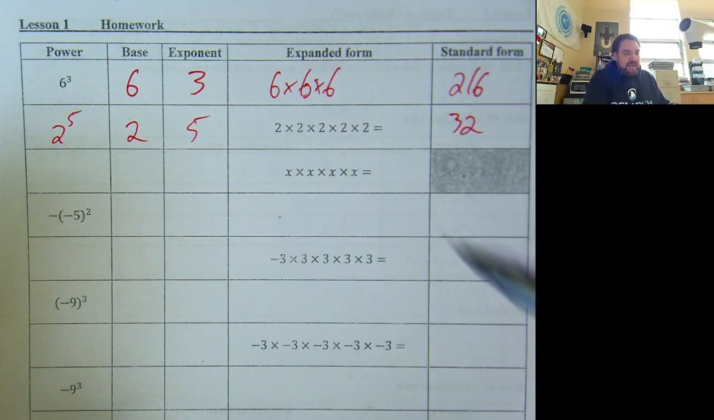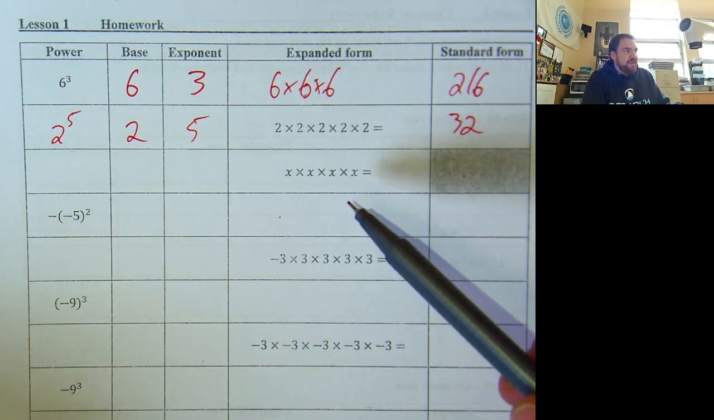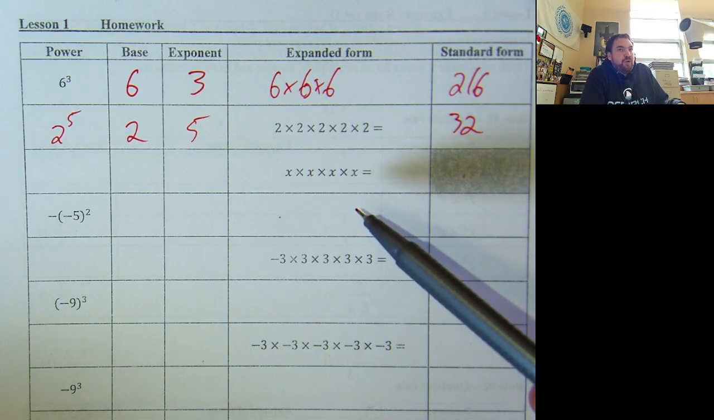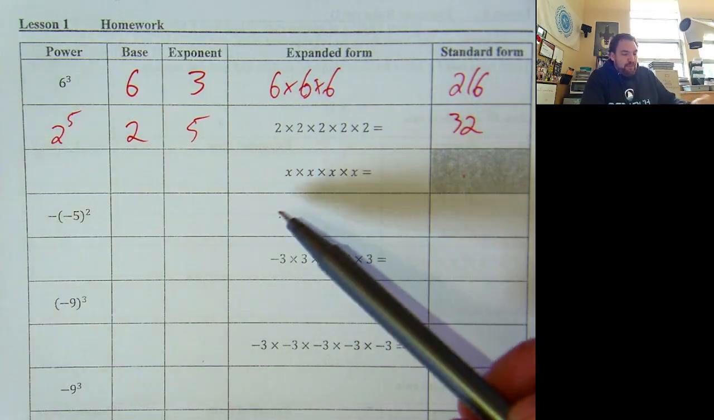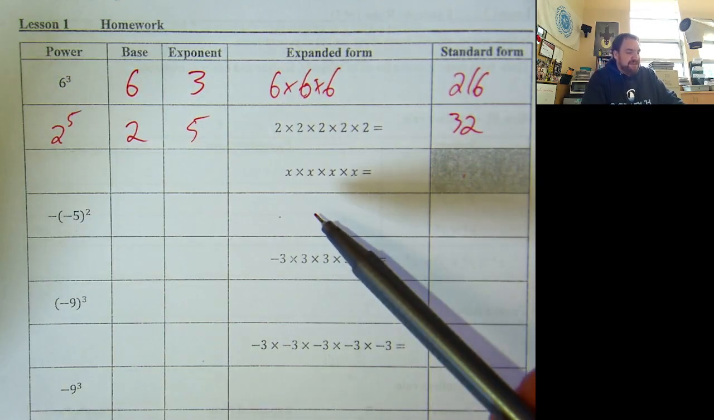Okay, the next one. You cannot evaluate this. You cannot put it in standard form because there is no number to multiply here. Instead, we're multiplying a bunch of fancy x's together. Yes, Kuntas?